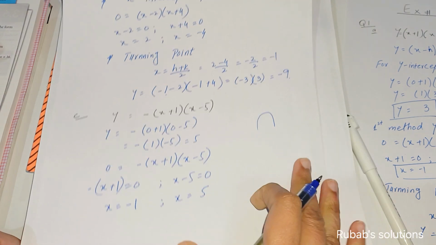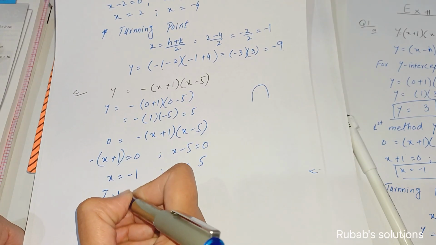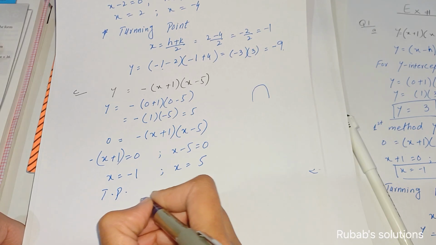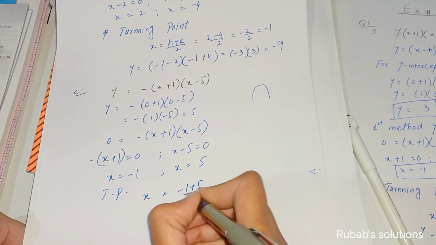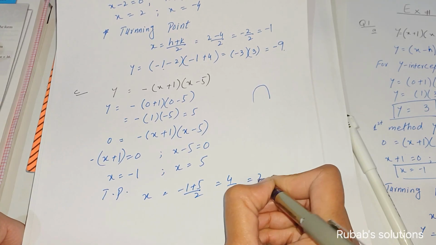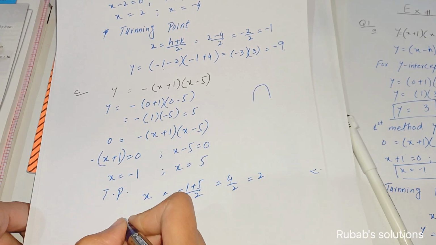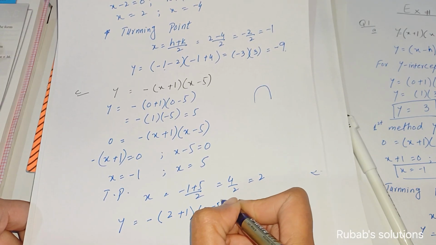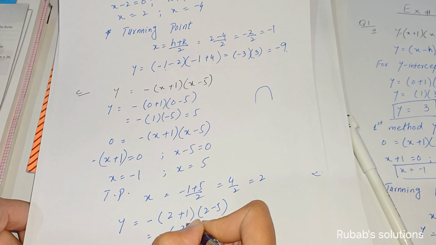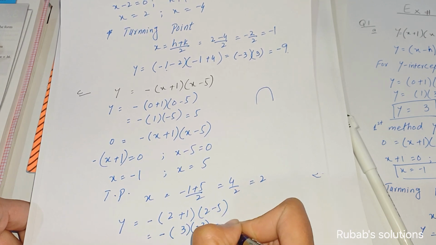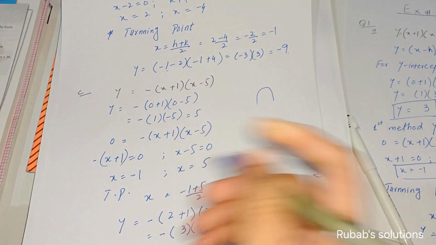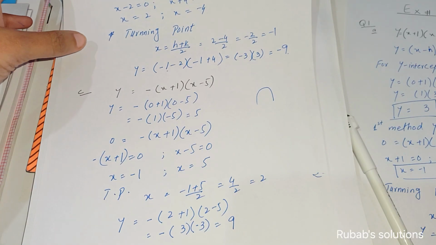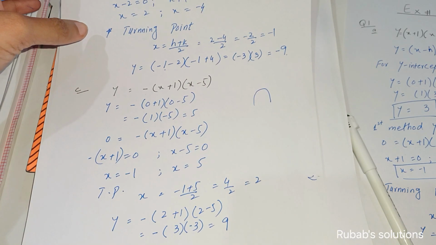Turning points. For turning points, first of all I have to do h plus k. So that means the x coordinate is minus 1 plus 5 divided by 2. So it is 4 divided by 2, 2. And I will put this 2 in my equation. So it will become 2 plus 1 and 2 minus 5. So it is 3, and from here it is minus 3. Minus minus will become 9. So positive 9. Obviously we have the y-intercept positive and the turning point also, so it will be the maximum value. So let's draw it on the graph paper.